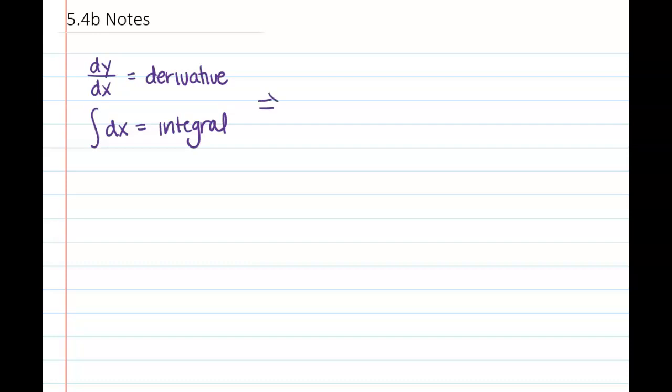So first, some background stuff we've talked about before. So dy dx, that's a derivative. Hopefully you know that. The integral of dx, and that's an integral, right? We also know that the derivative of the integral of f of x dx is just f of x.